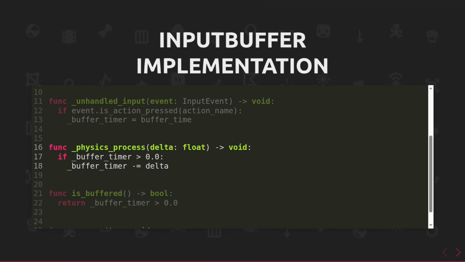Now, why the physics process method and why not the process method? We could use both, right? My reasoning here for the physics process is that usually this input buffer is tied to movement logic, right?